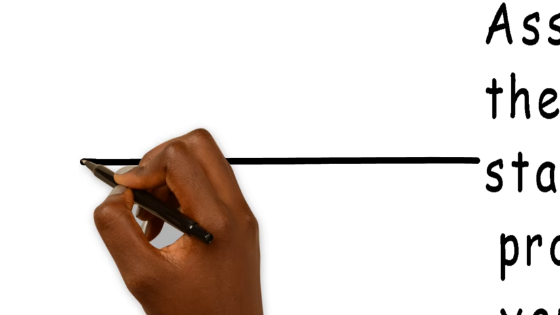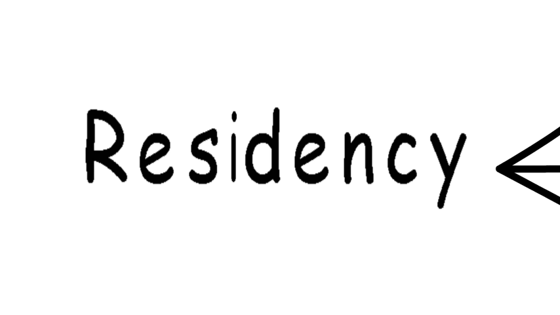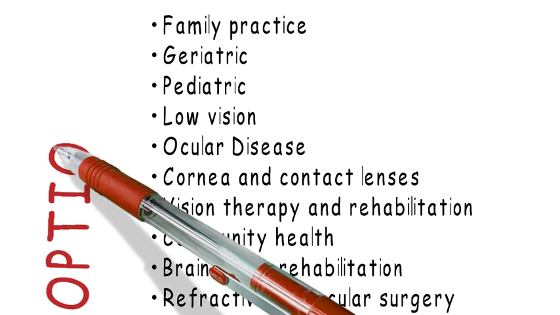If you like, you can opt to do a residency to further enhance your knowledge and skills in different areas of the profession. This is completely optional. Examples of different types of residency are family practice, geriatric, pediatric, low vision, ocular disease, cornea and contact lenses, vision therapy and rehabilitation, community health, brain injury rehabilitation, refractive and ocular surgery. Remember, this step is optional.